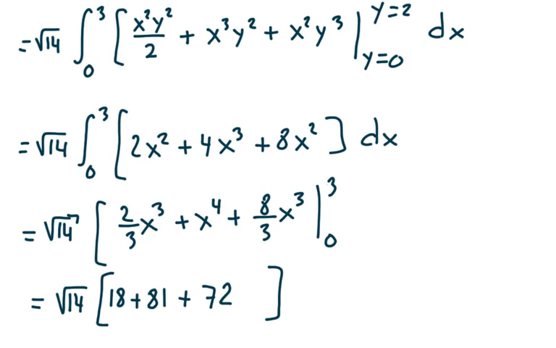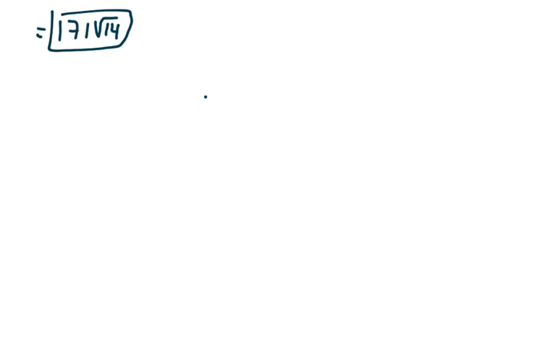And now I'm in the clear. So in the second line, it's a Calc 1 problem. And then incidentally, when I replace y with 0, I just get 0. So that I'm okay there. And so this is square root of 14 times the quantity 2/3 x cubed plus x to the 4th plus 8/3 x cubed, evaluated from 0 to 3. So this is square root of 14 times the quantity 18 plus 81 plus 72. And so the correct answer for example 2 is 171 times the square root of 14.